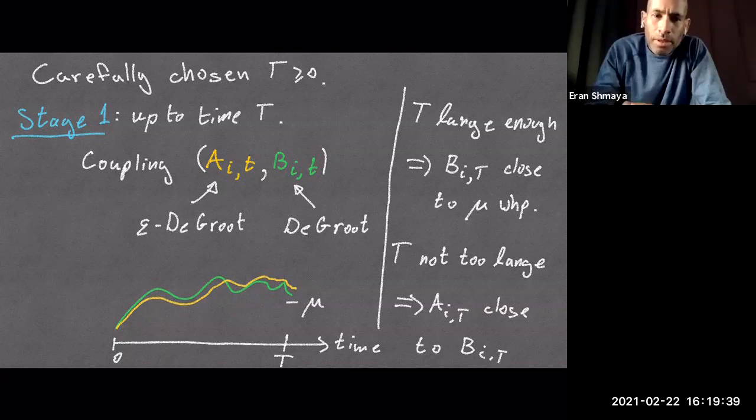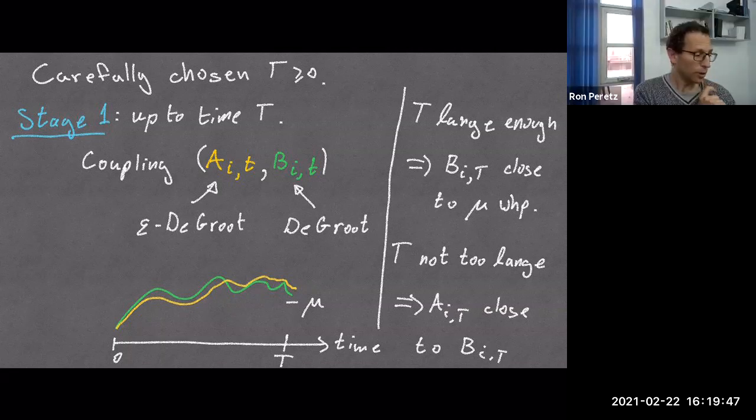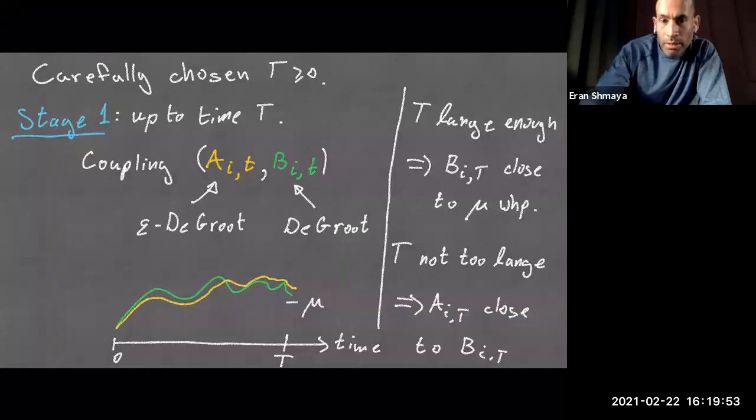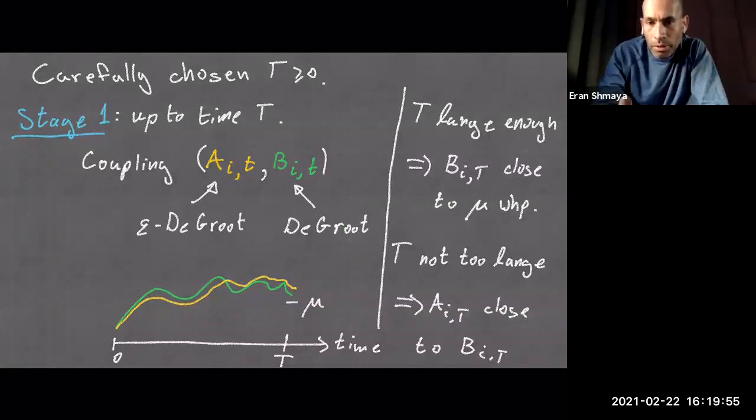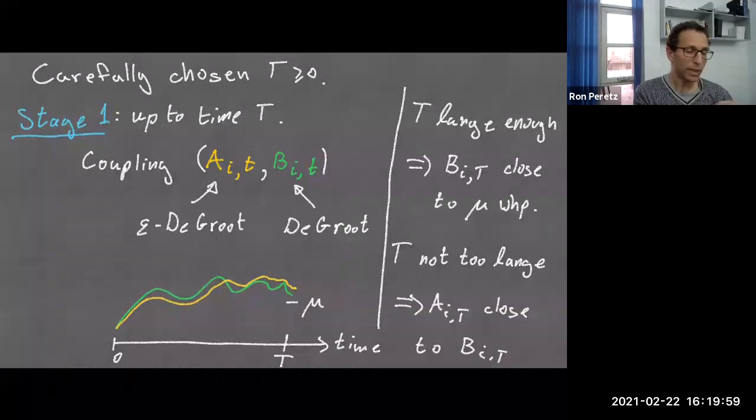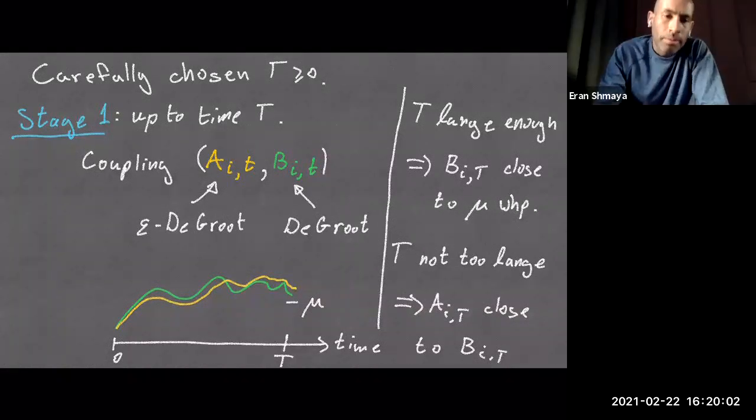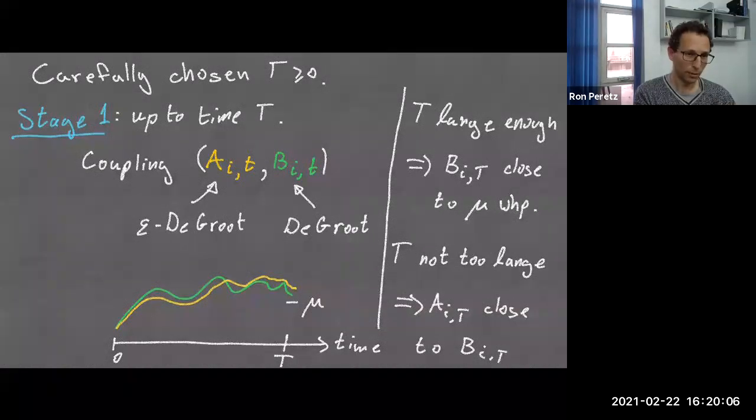Sorry, Ron, can I interrupt for a minute? Are you looking now at the graph with bots or without bots? So for now, there are no bots. No bots and no distorted monitoring. Okay, what you're proving is that the epsilon DeGroot dynamics converge? That it achieves approximate learning. Yes. For now, without bots and without distorted monitoring.